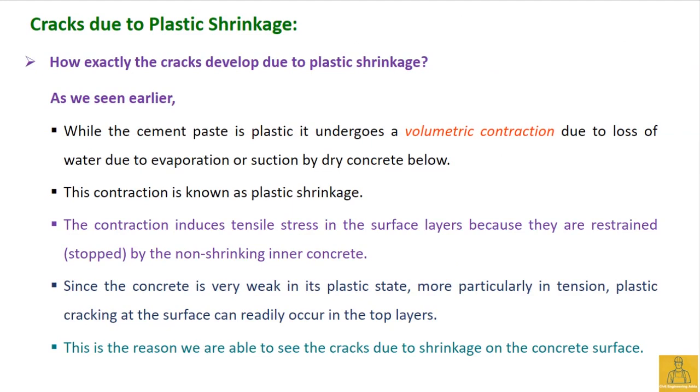We have seen earlier that while the cement paste is still plastic, it undergoes a volumetric contraction due to loss of water by evaporation and suction by dry concrete below. Because of the absorption of the water by aggregate or by evaporation, volume contraction is going to be seen. That is plastic shrinkage, right? But how does this actually lead to cracks in the concrete? When the concrete tries to contract, coming closer, tensile stresses are going to develop on the top surface.